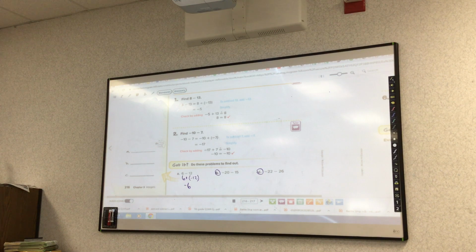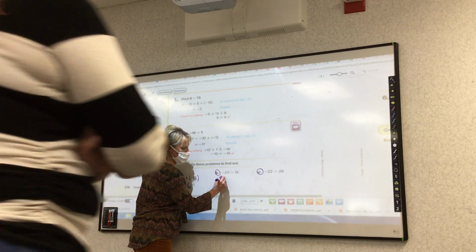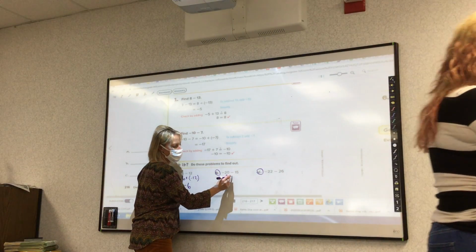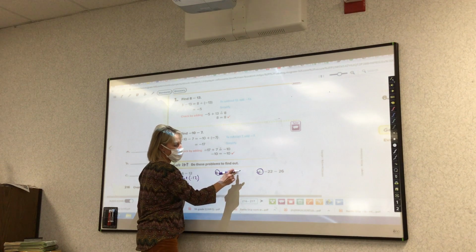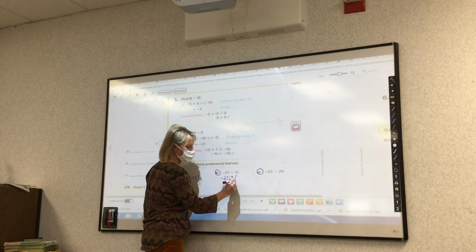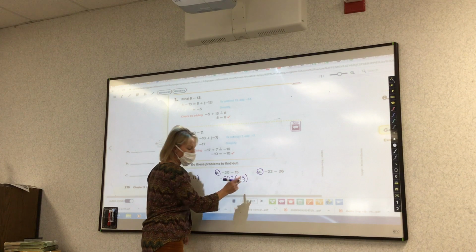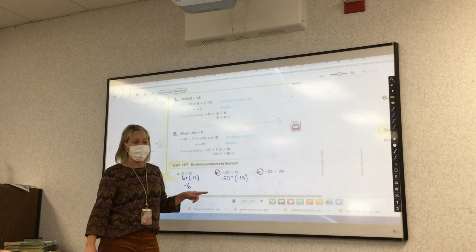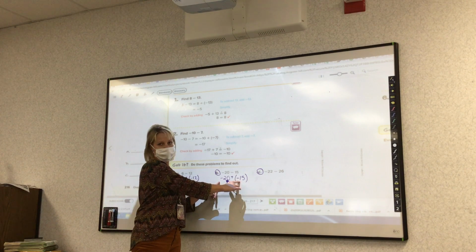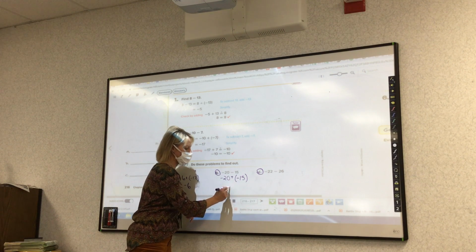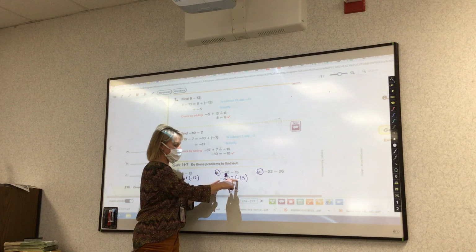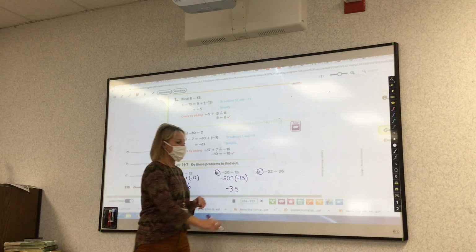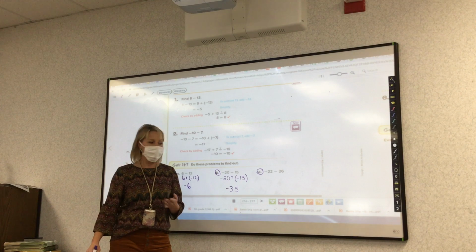Let's go over these. You had to rewrite it. Keep the negative 20. Change the subtraction to addition. Change the positive 15 to a negative, and you need to make sure you have it in parentheses. If you don't, put it in parentheses. Then they are both negative, so we just add. 20 plus 15 is 35, and I keep the sign. So negative 35 is your answer.